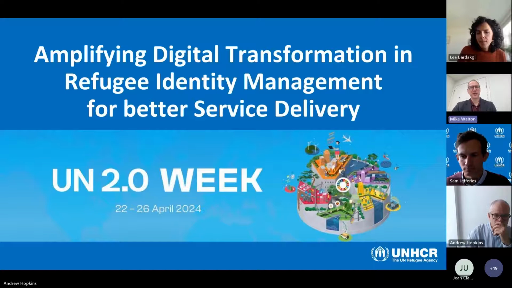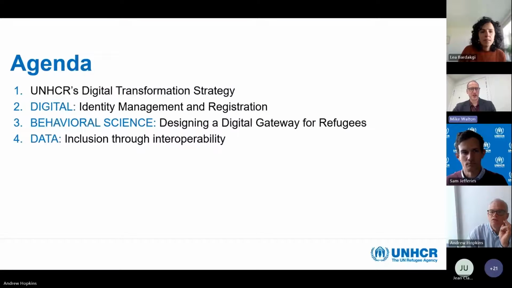While people are joining, perhaps we could just rest on the second slide, but today we are going to be talking specifically about refugee identity management system and service delivery. But if we could go to the next slide, Andrew, I'd like to set some context in terms of UNHCR's digital transformation strategy. I'm just going to spend 5 minutes at the beginning talking through that.